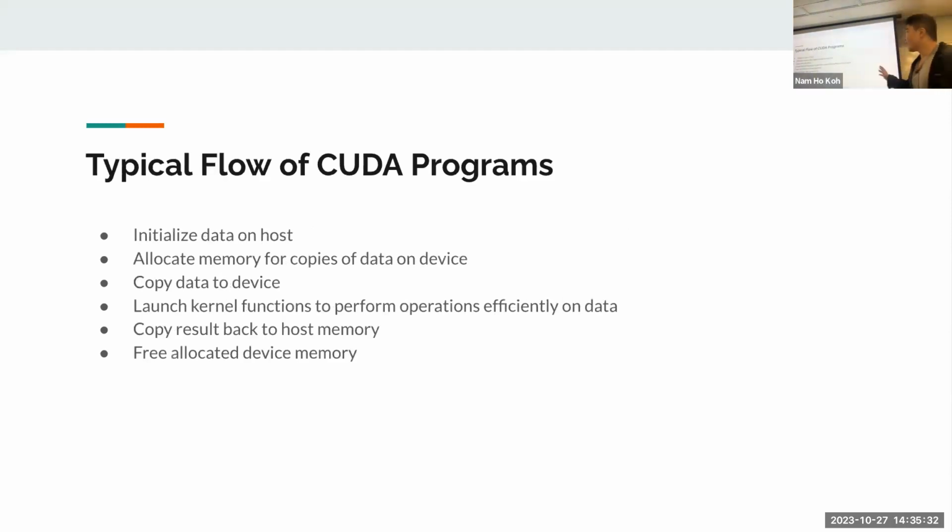Now, as I said, the typical flow of CUDA programs is this structure. Just remember this whenever you're doing your next assignment. You initialize the data on the host, you allocate the memory for copies of data on the device, you copy the data to the device, and we'll look at the functions that you need to do that. You launch a kernel function to perform operations. That's your basic function that you're using. And you copy your results back to host memory. And most importantly, and this is where I think many students will just forget, you have to free the allocated device memory. If you don't do that, you'll just end up with garbage outputs or multiple errors that you won't be able to decipher. So please do not forget to free your memory at the end, okay?